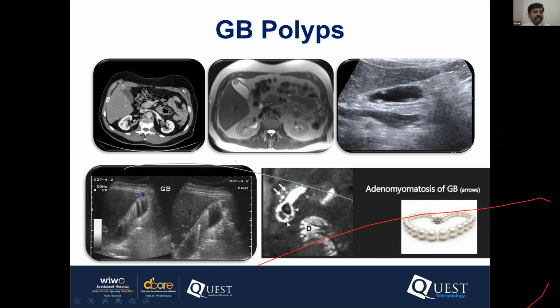Now coming to another condition of the gallbladder, which is again a benign condition. This is the adenomyomatosis of the gallbladder. Here what happens is cholesterol crystals get impacted on the luminal wall of the gallbladder, and it shows artifacts of comet tail type on ultrasound. And on CT, we can see a similar appearance, like that of a pearl necklace, beads.